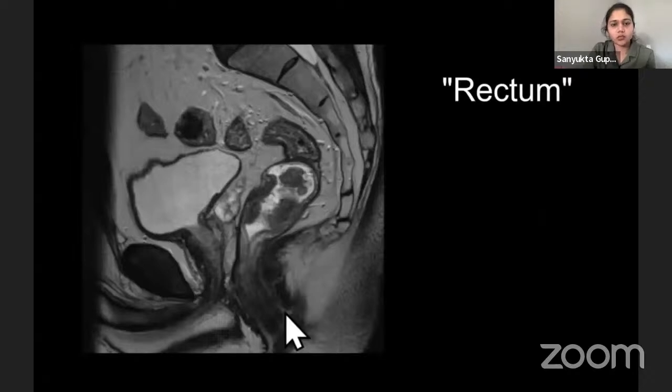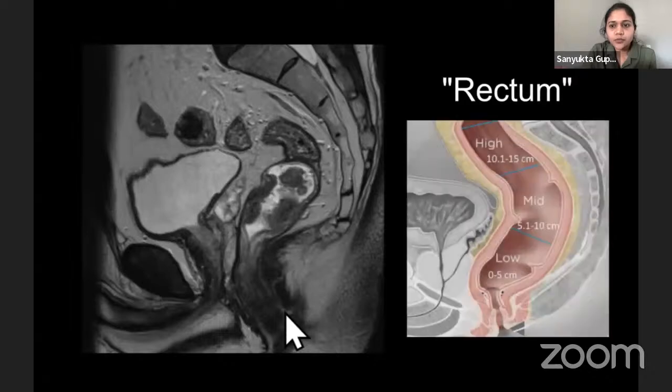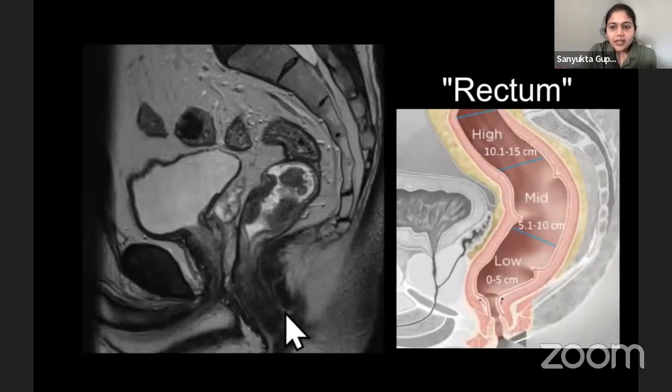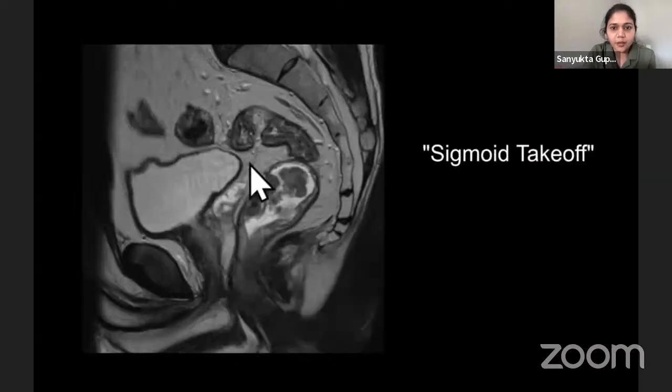The rectum we know as the lowermost GI part, and we divide it into high, mid, and low, from the anal verge to the sigmoid takeoff or the rectosigmoid junction. The low part contains the anal canal as well, and we divide it as 0 to 5 centimeters. The mid is 5 to 10, and high is 10 to 15. There might be variable definitions according to surgeons and anatomists, but this is what we generally follow on MRI.